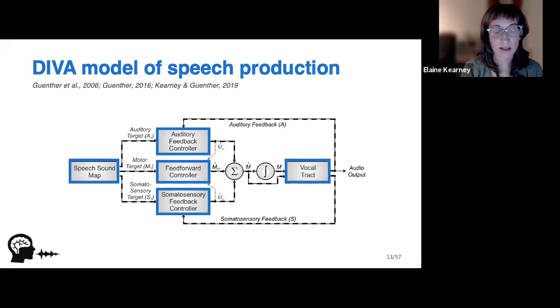If these errors are sustained over a period of time, a portion of that corrective command will also be added onto the feed-forward command for future productions. And in this way, this system is not only reliant on feedback control, but can also learn and adapt given changing demands.